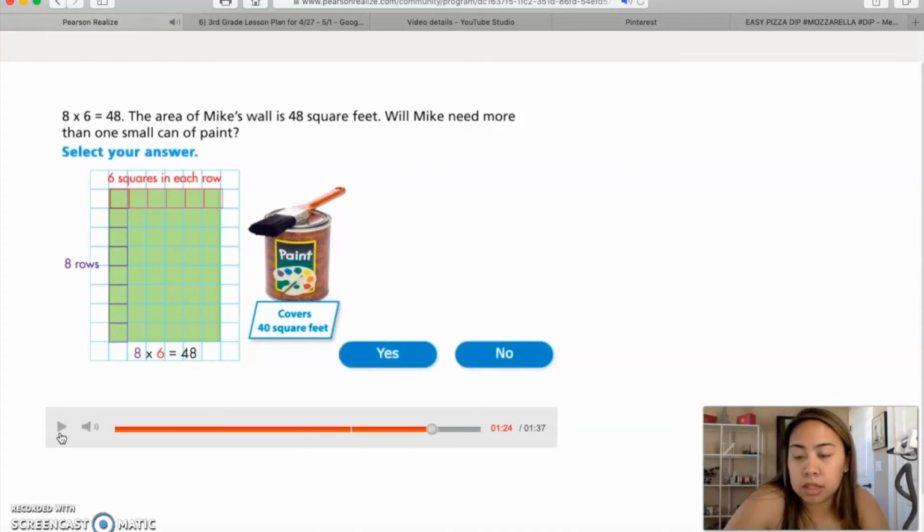Select your answer. So one small can of paint can cover 40 square feet, but we need 48. So will Mike need more than one? Yes. Yay!